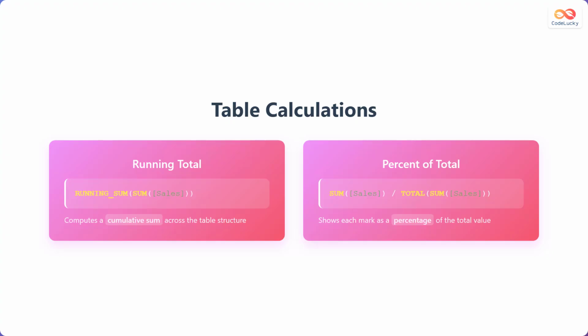Percent of total calculations show each value as a percentage of the overall total, using the formula sum of your measure divided by total of sum of your measure. Table calculations are particularly useful for trend analysis, comparisons, and showing relative performance. They respond dynamically to filters and changes in your view structure, making them ideal for interactive dashboards.